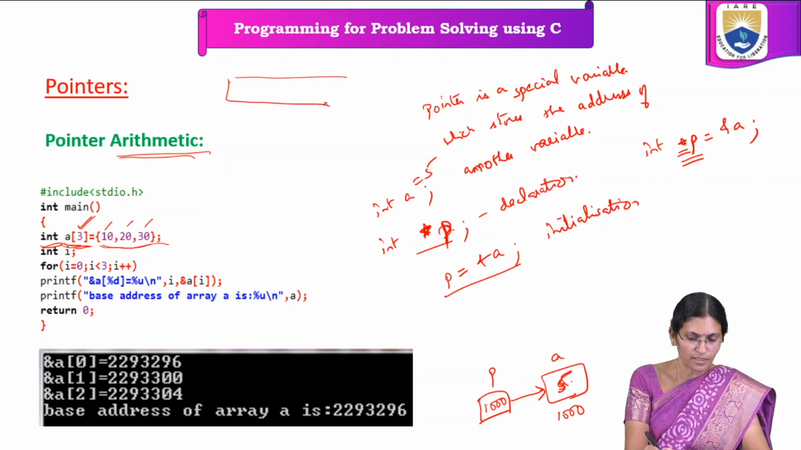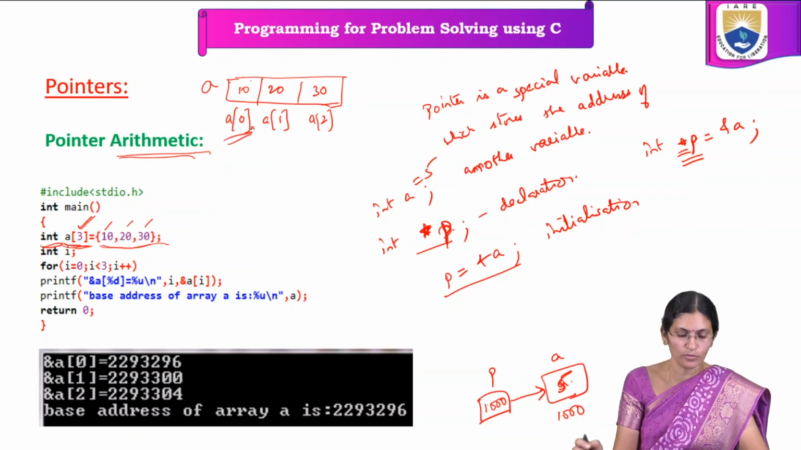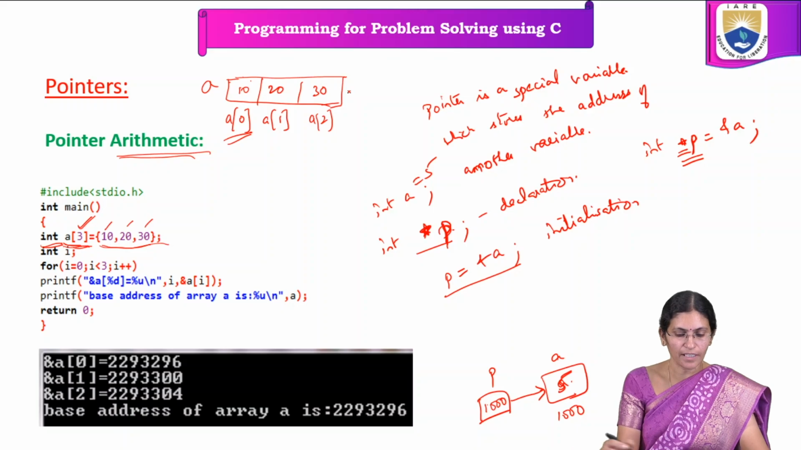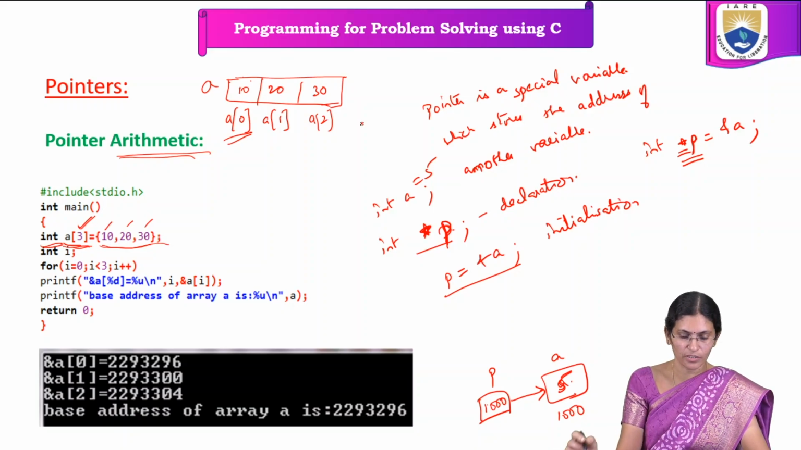Each element in the array we can access by using the index. The array name is given as a. We can access an element with respect to its index. The first element's index is 0, the second element's index is 1 and the third element's index is 2. So to access the first element, we can write a of 0, and correspondingly we'll get the value 10. These array elements 10, 20 and 30 are stored in contiguous memory locations.